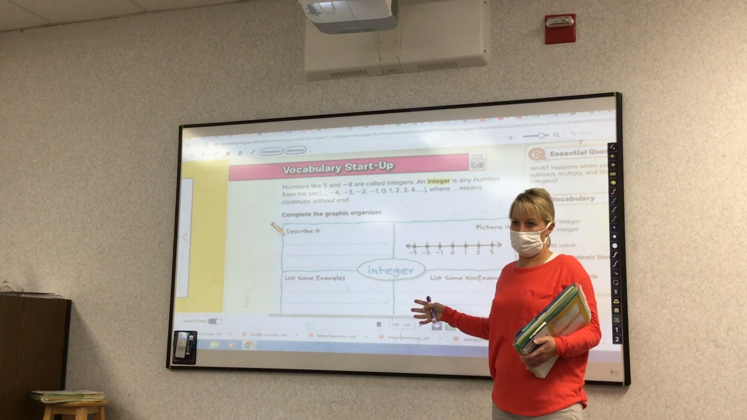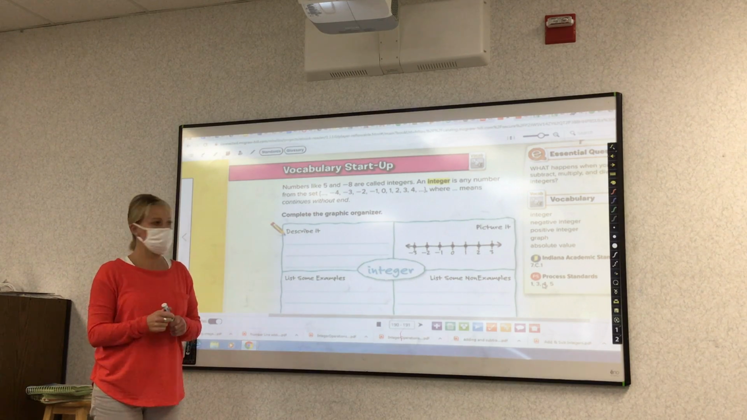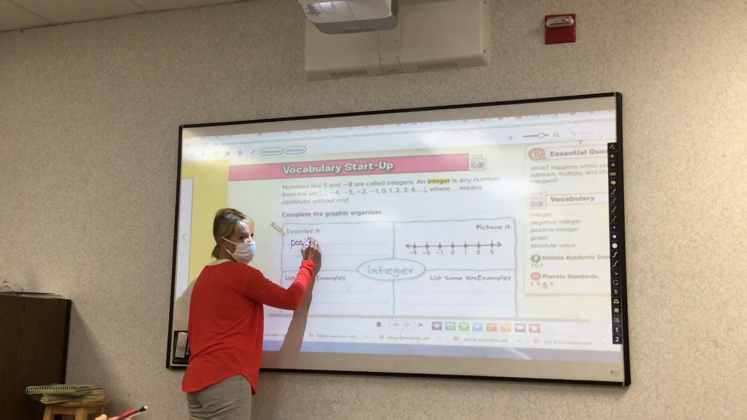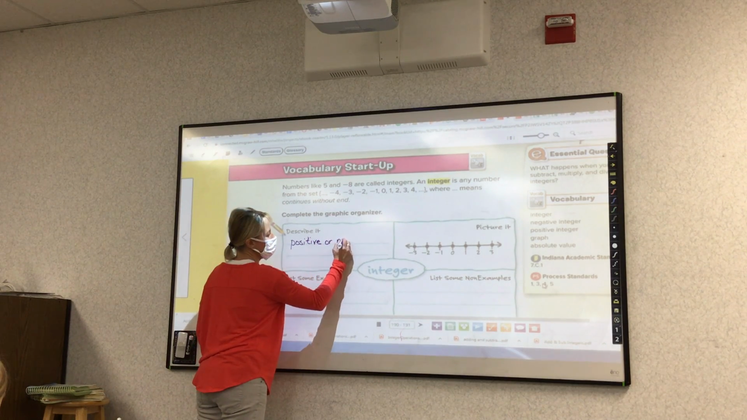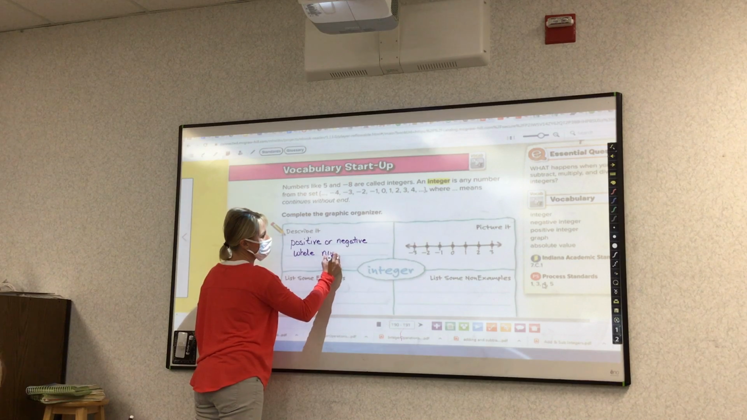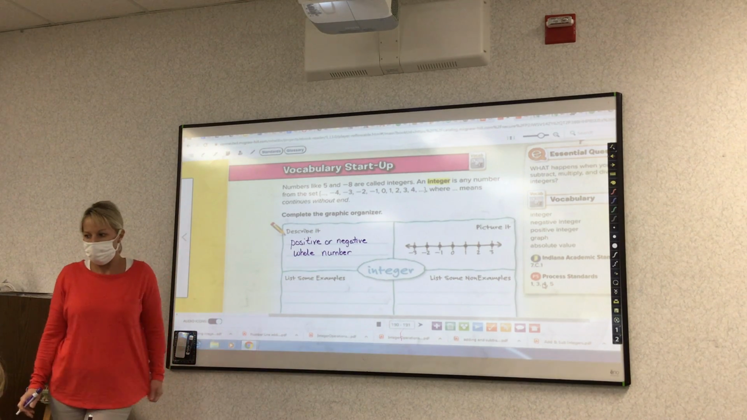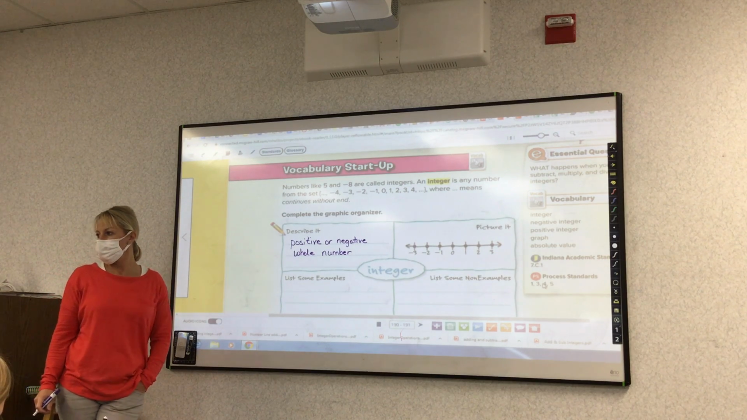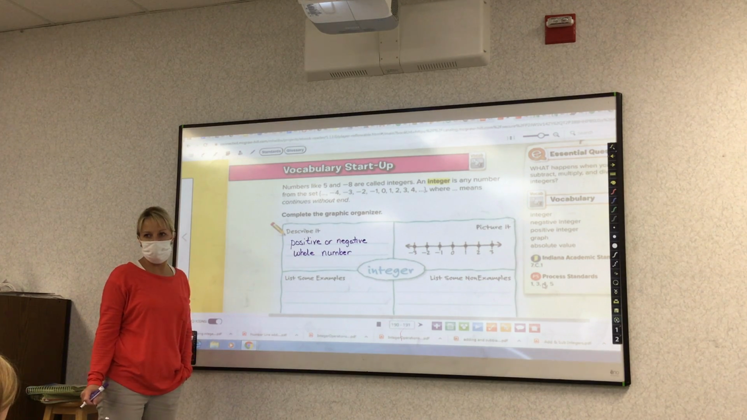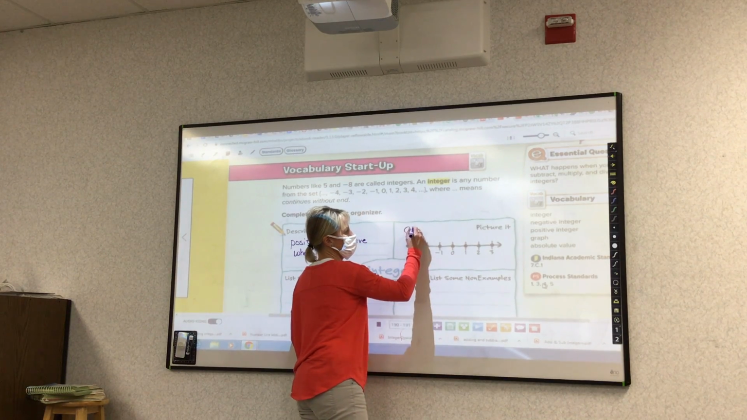So what is an integer? An integer is a positive or negative whole number. So we're going to describe integer as a positive or negative whole number, and if I'm writing it on the board, you're writing it in your book. When it says to picture it, that's where this vocabulary term comes in. This is a picture of the graph.